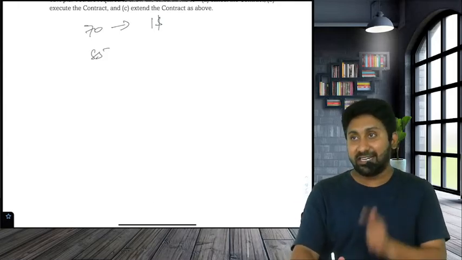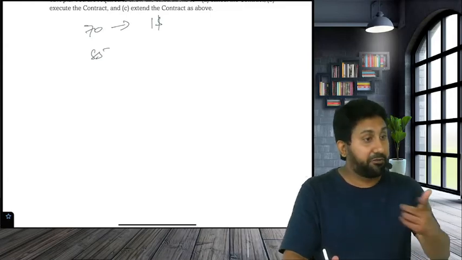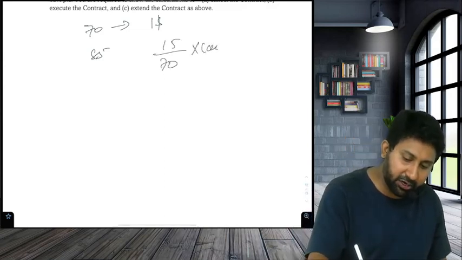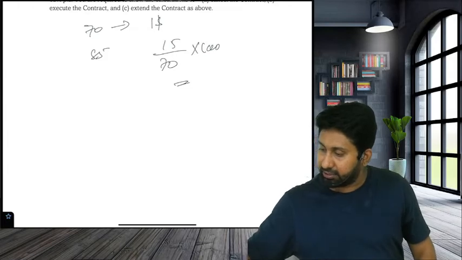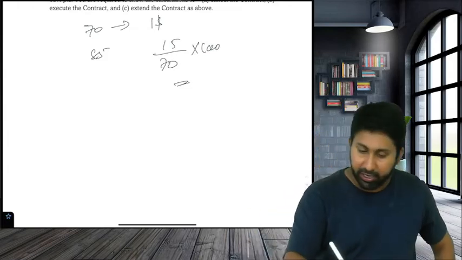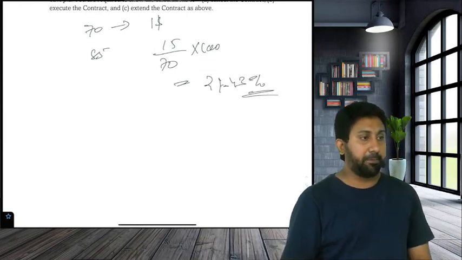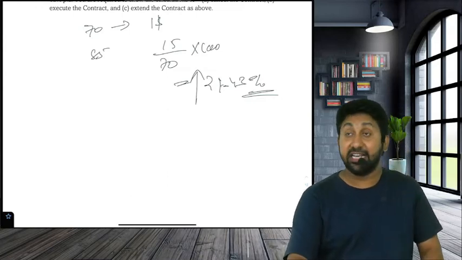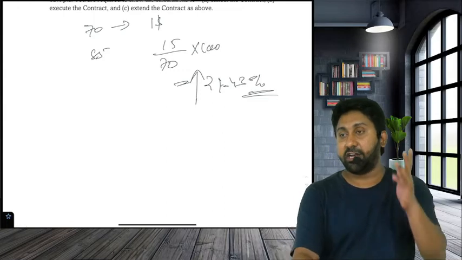You purchased at 70, you want to sell at 85, you are having a flat gain of 15 rupees per dollar, or not? So 15 divided by 70 into 100 is 21.43%. Is this percentage increased or decreased? Increased. This increased percentage we call appreciation in dollar.